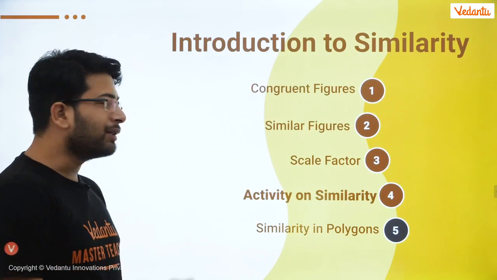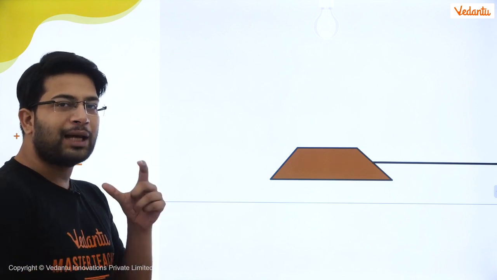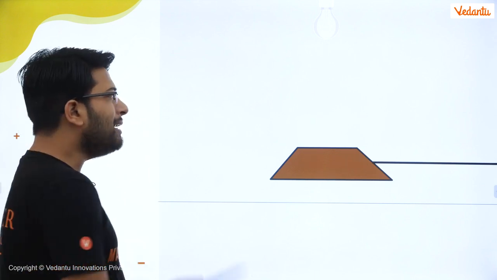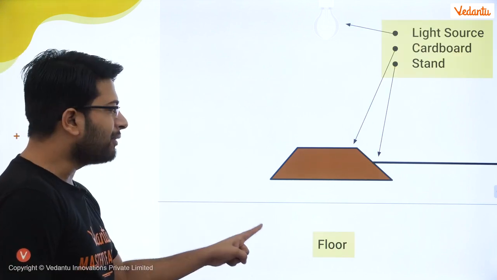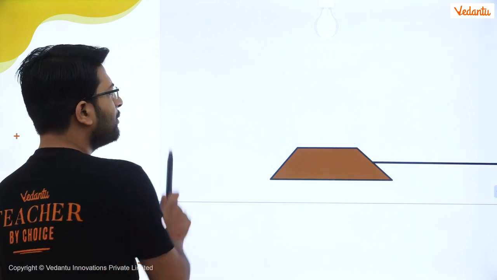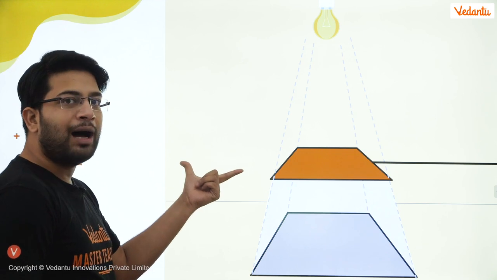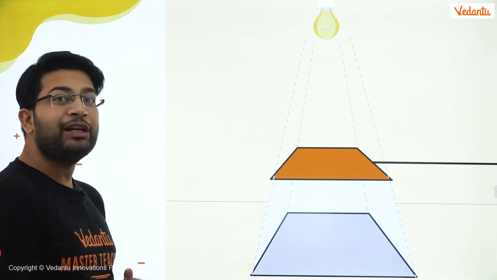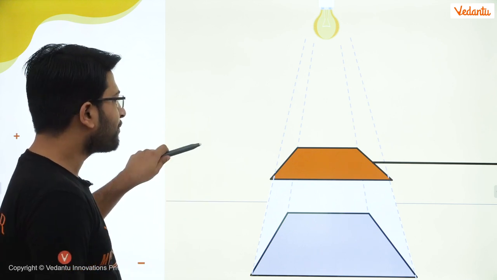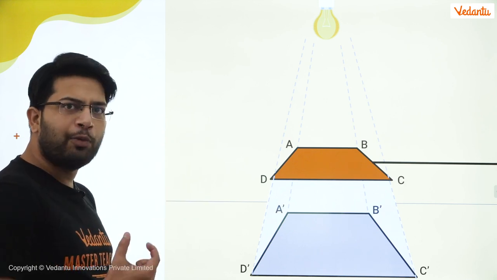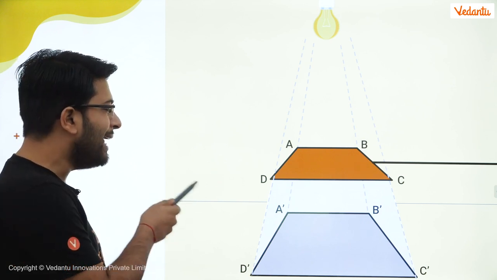Okay, champ, now let's move on to the activity on similarity. So let me show you with the help of one example what the actual meaning of similarity is. So champ, let's say in a room, we have a light source, we have a cardboard, and we have the floor also. Now, due to the light, there will be a shadow of the cardboard on the floor. So now champ, between these two figures, let's say the first one, the cardboard, is ABCD and the shadow of that is A dash, B dash, C dash and D dash.